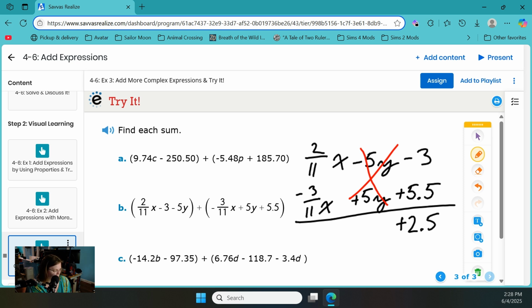All right. So now 2/11 minus 3/11. That should be negative 1/11 x. So this would be your answer in standard form, negative 1/11 x plus 2.5.